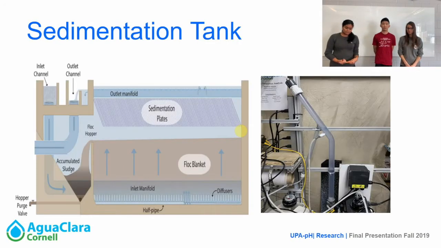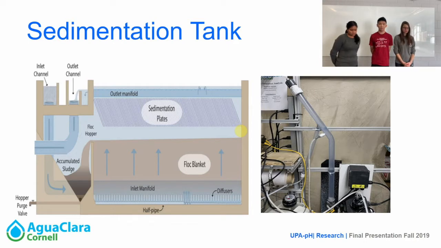Just a brief introduction of the set tank, which is short for the sedimentation tank. On the left, we have a common blueprint of the model used within industry, and on the right, we have our lab scale model. There are three main parts of the sedimentation tank that we're going to be modeling: the flock blanket, the sedimentation plates, and the flockware.